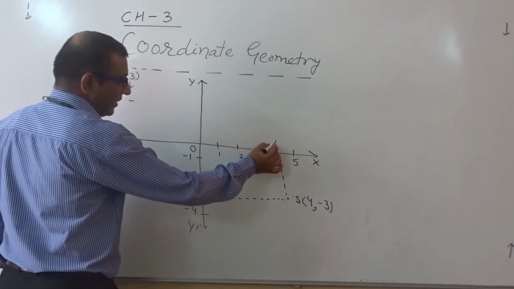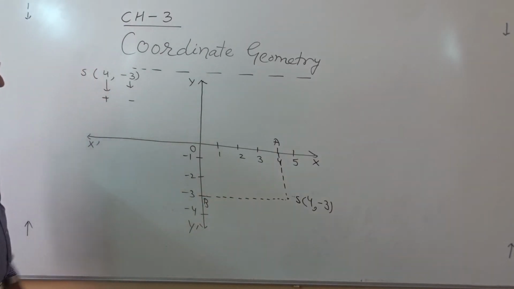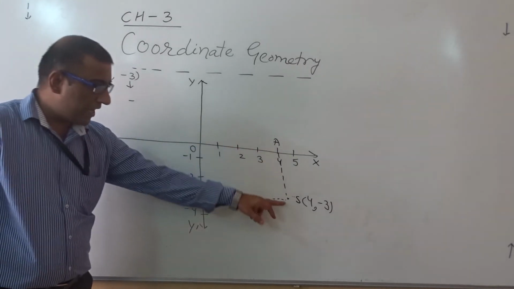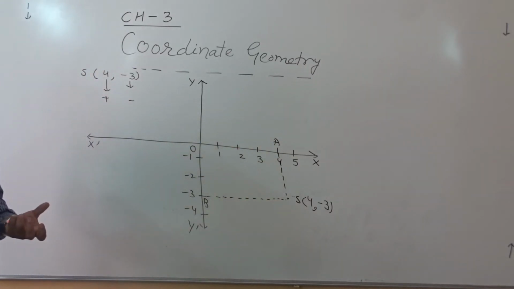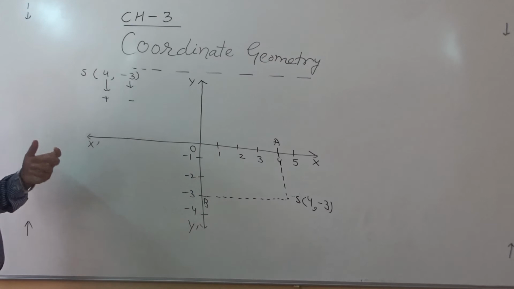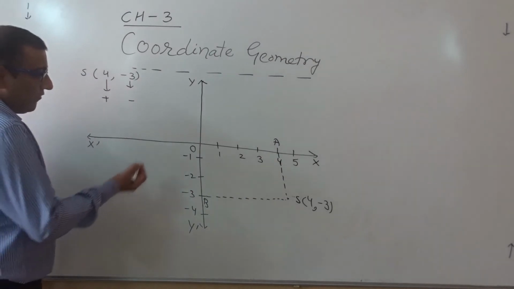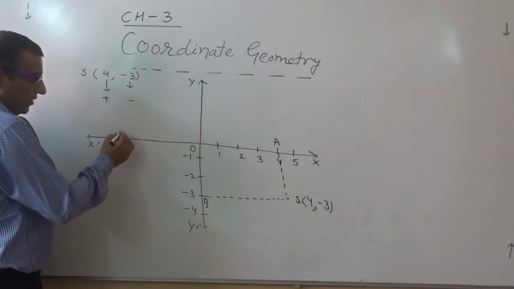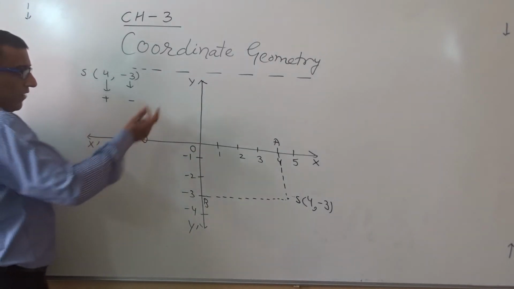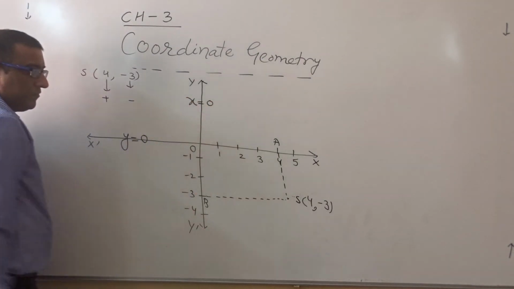If we mark it, this is the A point, this is the S point already, and this is the B point. Then we can say from O to A, this is the abscissa, and from A to S, it is the ordinate. Or we can say in this point, 4 is related with the abscissa and -3 is related with the ordinate. And if someone asks you what is the value of y on the x-axis, definitely we will say the value of y is 0 for the whole x-axis, and for the y-axis, the value of x is 0.